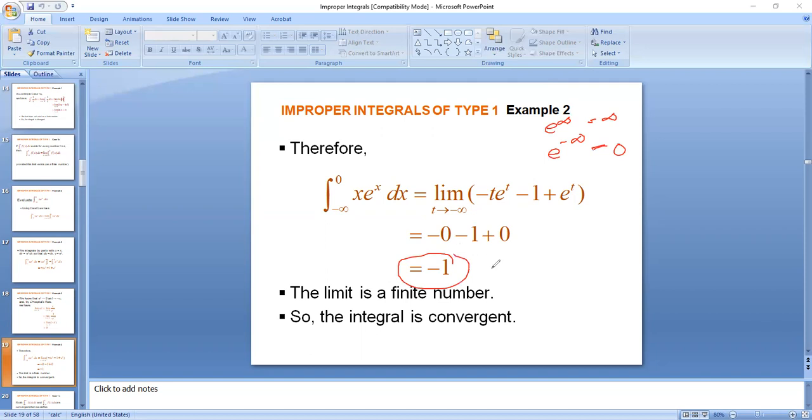Since your answer is a real number, then we say that the integral is convergent. Okay, it's convergent because the answer is negative 1.